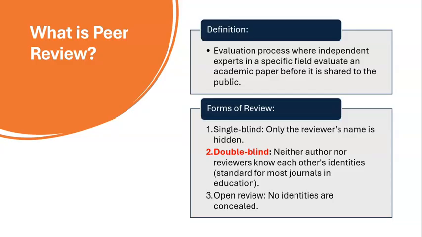Review process. Simply put, it is an evaluation process where independent experts in a specific field vet an academic paper before it reaches the public. In the field of education, there are three types of reviews. Among these three, double blinded reviews is most dominant. Double blinded reviews mean that the author doesn't know who the reviewers are, and the reviewers don't know who the author is. This removes personal biases and then focuses purely on the merit of the research.